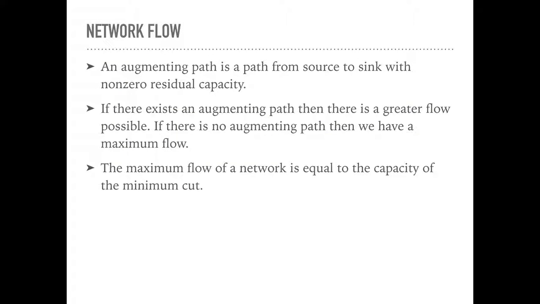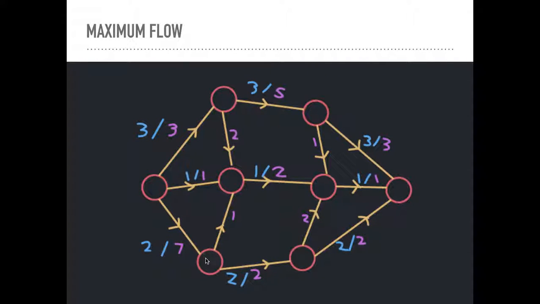So we'll move on to an augmenting path, which is a path from source to sink with non-zero residual capacity. If you can find a path from source to sink where over the entire path there's non-zero residual capacity, what that means is the least residual capacity edge is the only one you count. So out of the whole path, this is 2 out of 7, 2 out of 2, 2 out of 2.